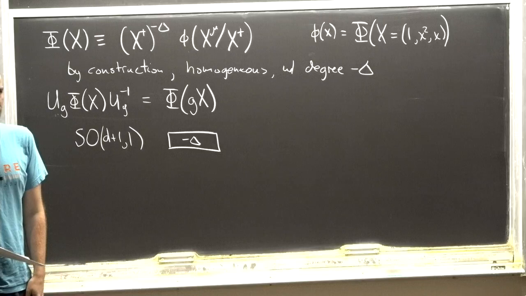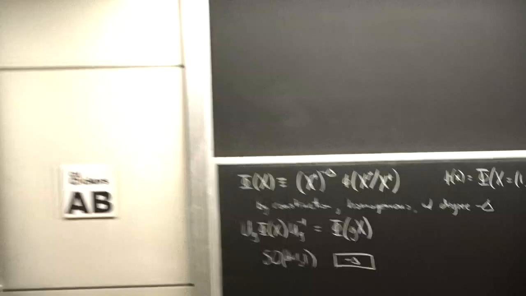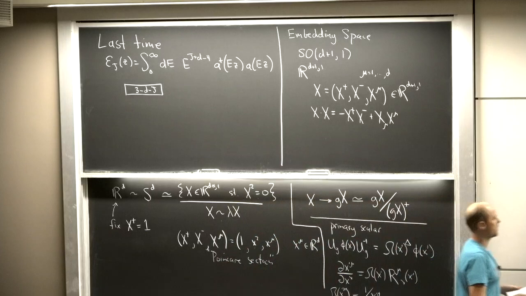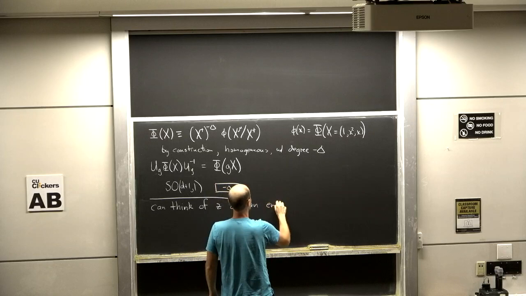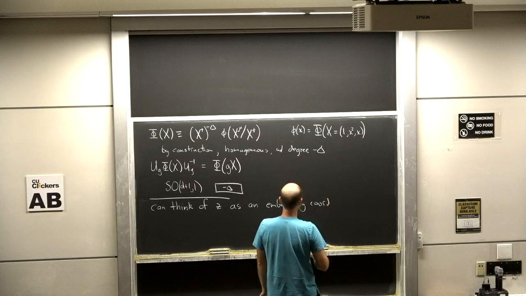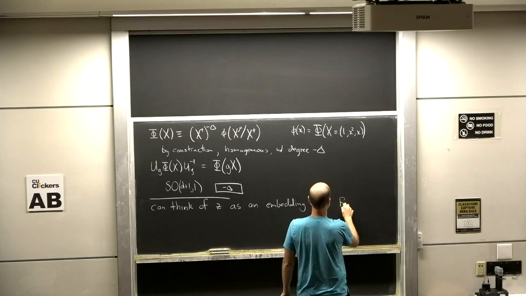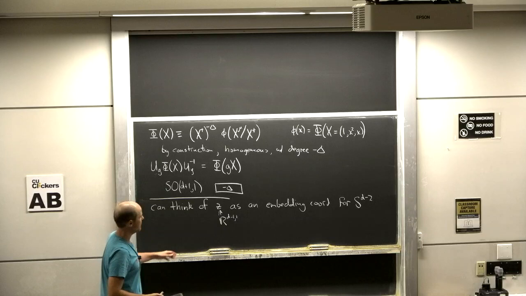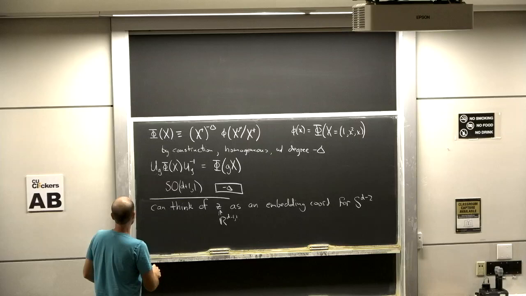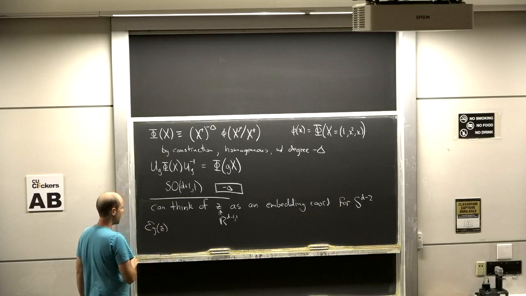And this gives an interesting interpretation of this thing up here. So the idea is that, maybe I'll go over to another board. So we can think of z as an embedding coordinate for d minus two dimensions for the celestial sphere, right? It's a null vector in R^{d-1,1}, which would be the correct embedding space for d minus two dimensions. And then this E_J of Z is just a primary operator on the celestial sphere.